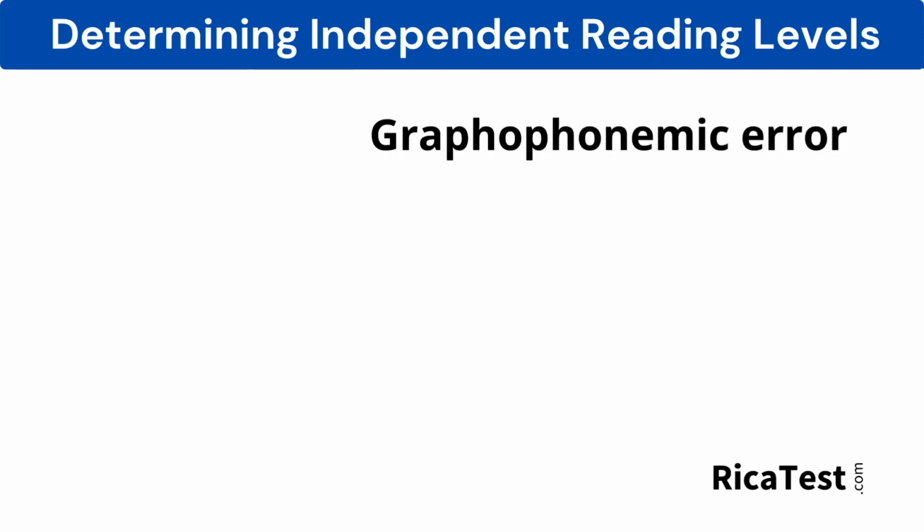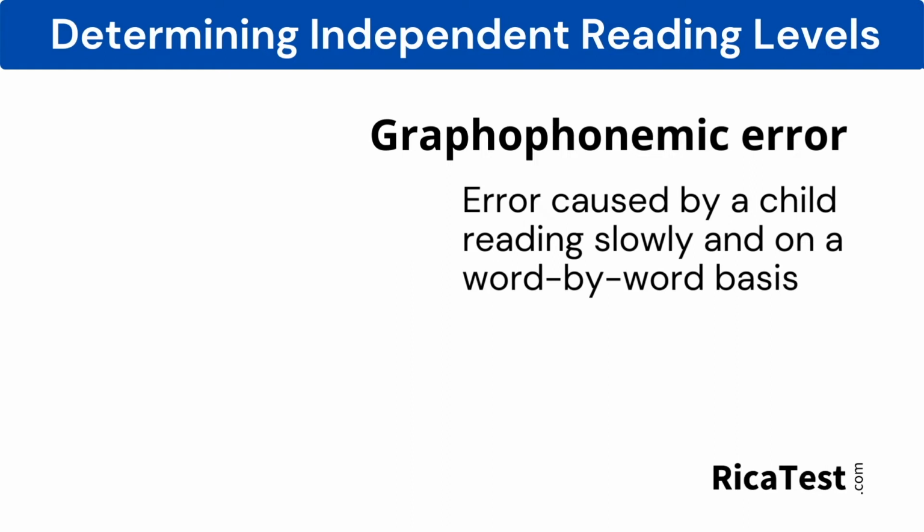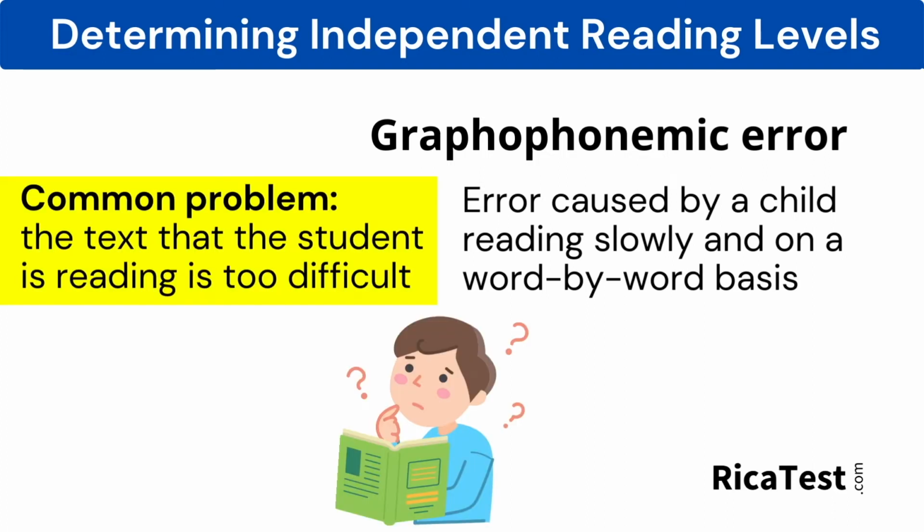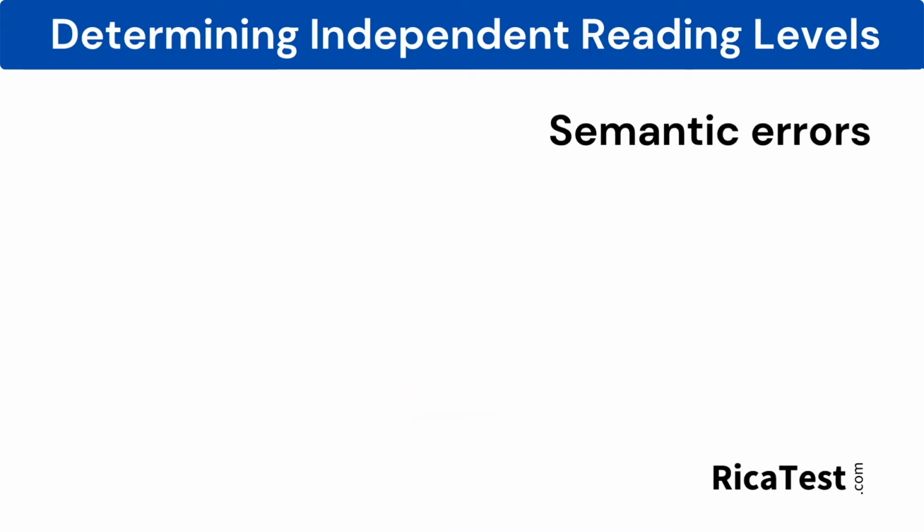Here we have grapheme error. This is an error caused by a child reading slowly on a word by word basis, which tells us that the student is relying too heavily on looking at the phonics to try and decode the word. The most common culprit in this case would be that the text that the student is reading is too challenging for the student. The next term related to this topic is semantic errors.